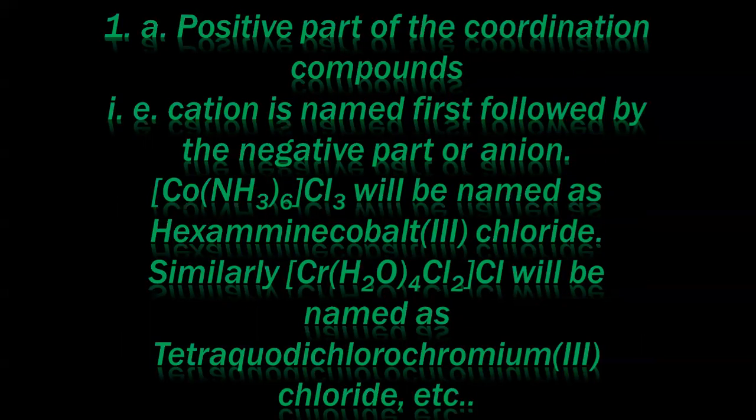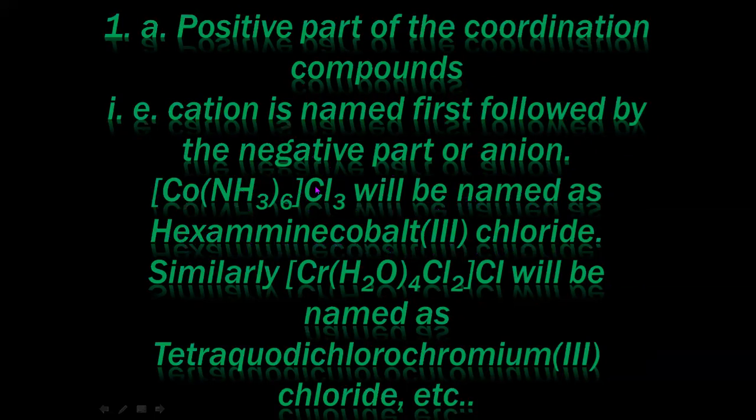To name a compound called as coordination compound or a complex, first we will name or write the name of positive part or cation of the complex, followed by the negative part or anion. For example, in the compound whose formula is Co(NH3)6Cl3, this compound will be named as hexaamminecobalt(III) chloride.